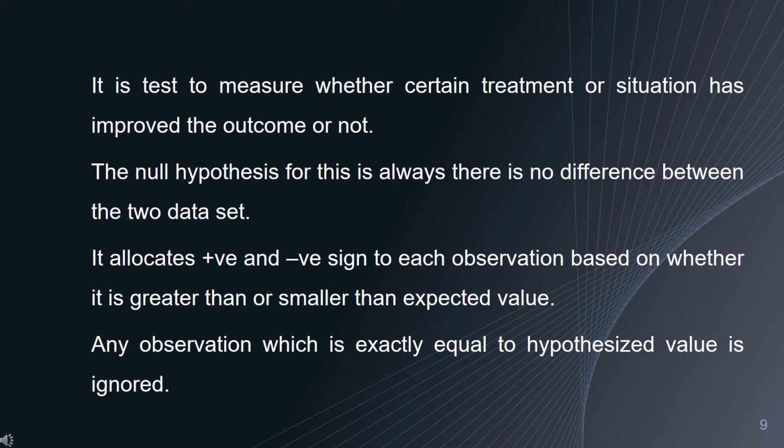Now I tell you what is sign test. Sign test is used to measure whether a certain treatment or situation has improved outcome or not. So it is again in one direction. The null hypothesis here is always that there is no difference in the two data sets, and it allocates positive and negative sign to each observation based on whether it is greater or smaller than the expected value. Any observation which is exactly equal to the hypothesized value is ignored.